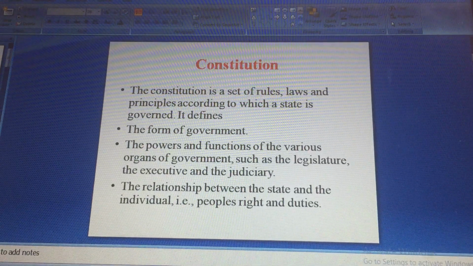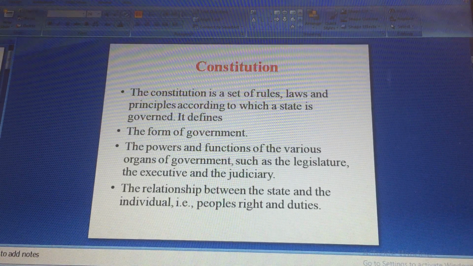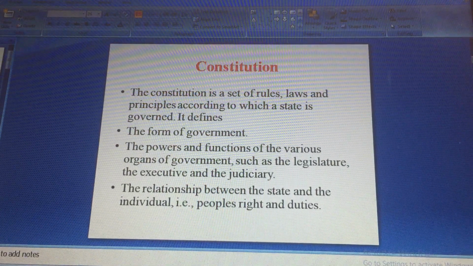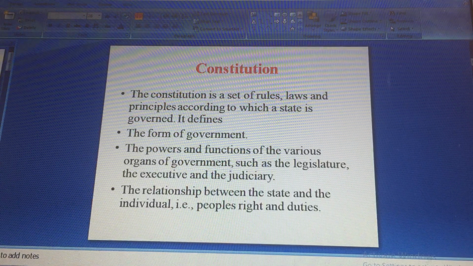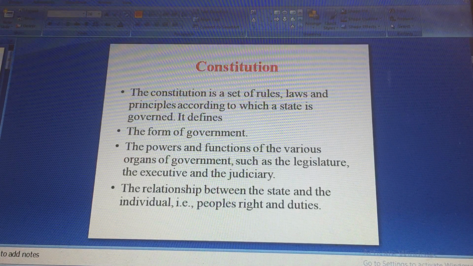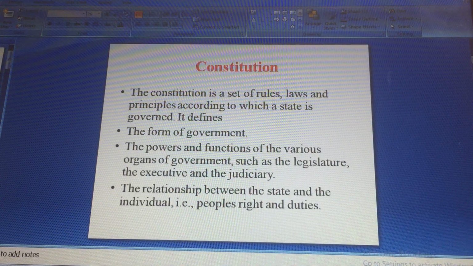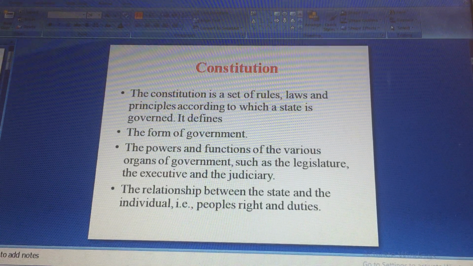So children, you must have heard the word constitution earlier also. What exactly is this constitution? So let's try to understand what it is. Constitution is a set of rules, laws and principles according to which a state is governed. So any country is ruled or governed by some set of rules and regulations.